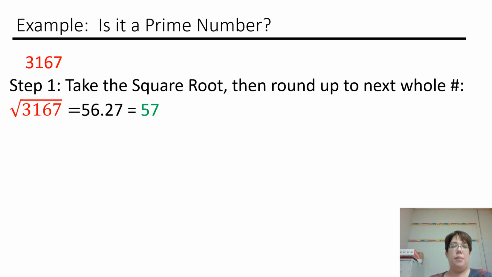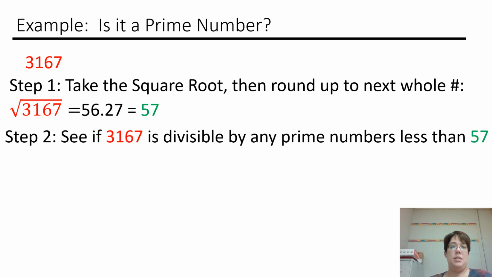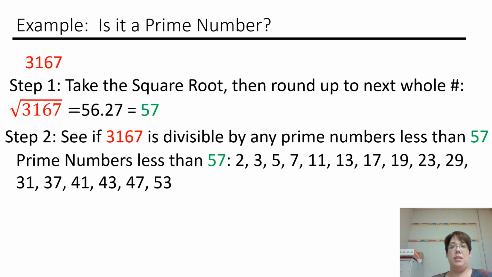So remember, step 1 was to take the square root and round up to the next whole number. The square root of 3167 is 56.27 blah blah, and so I'm going to round that to 57. Now, step 2 is to see if 3167 is divisible by any prime numbers that are less than 57. So I'm going to list out all the prime numbers that are less than 57. And it turns out that there are quite a few of them.